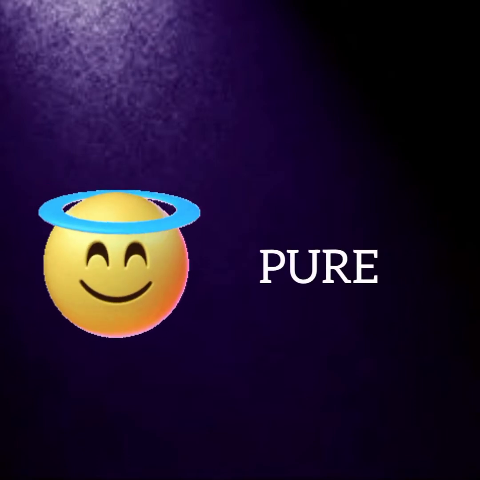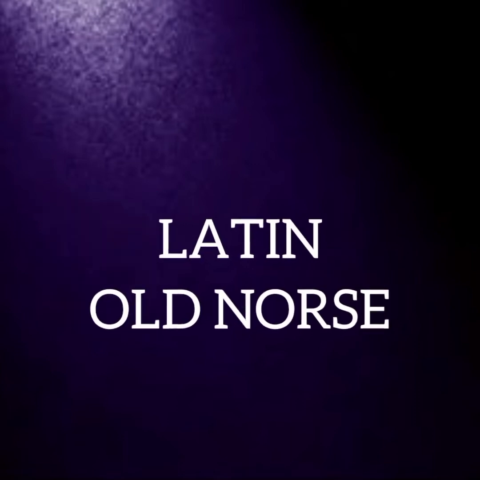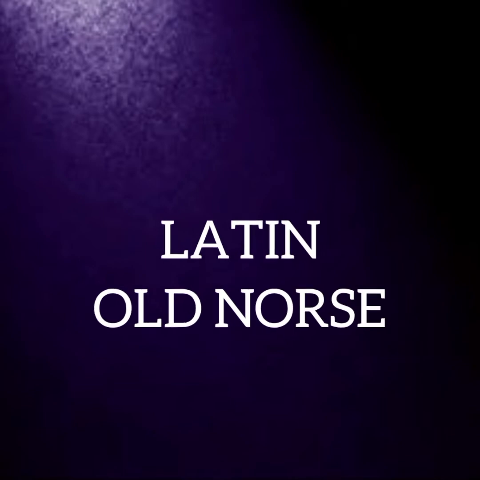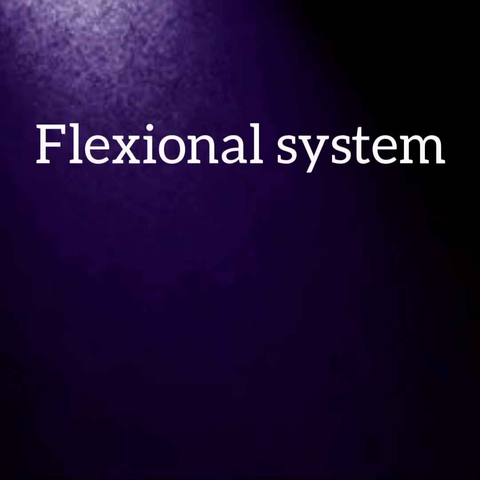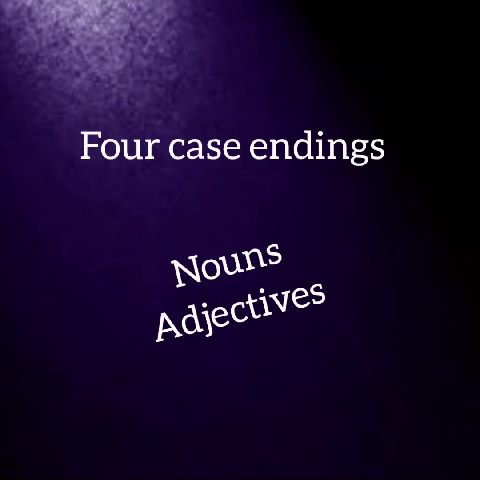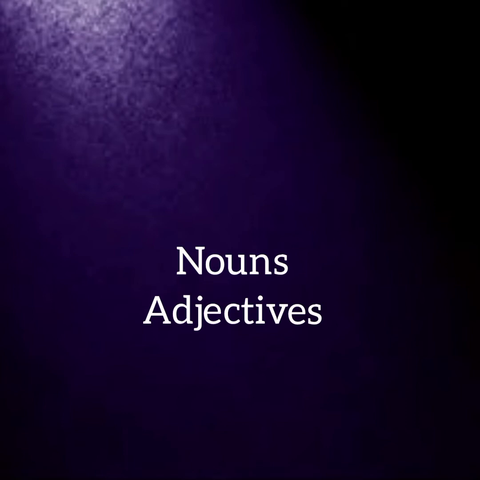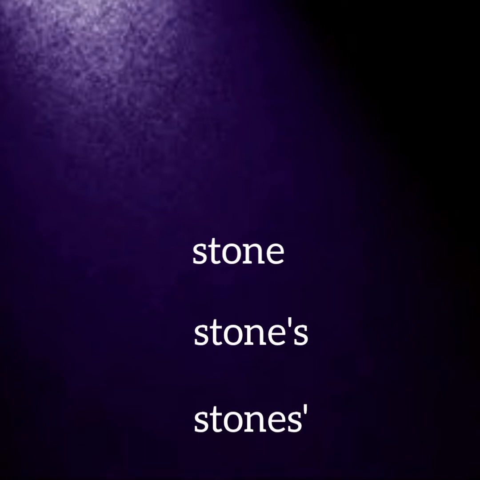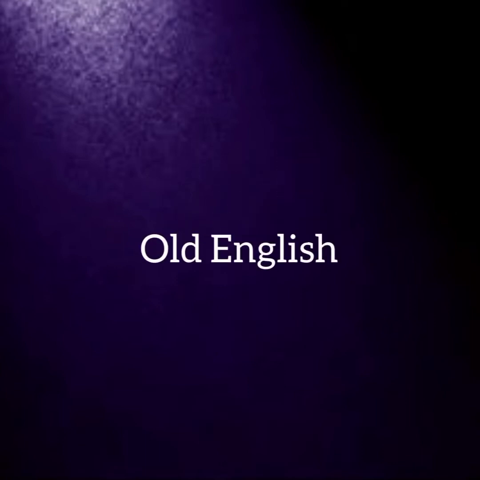Before the Norman conquest, the English language was pure, with very little foreign element in it. Only a few Latin words and some Old Norse words were borrowed into the language. Another important characteristic of Old English is its flexional system. There were four case endings for nouns and adjectives. For example, today we have modern forms of the noun: stone, stone's, stones, stones'. But in Old English the flexional endings for the four cases in the singular and plural are different.